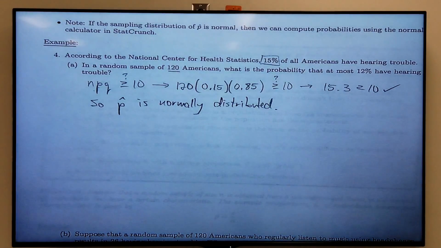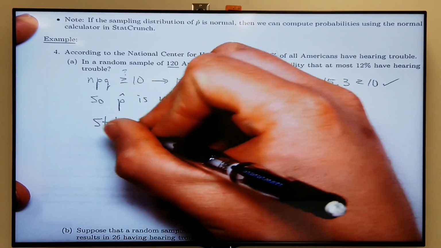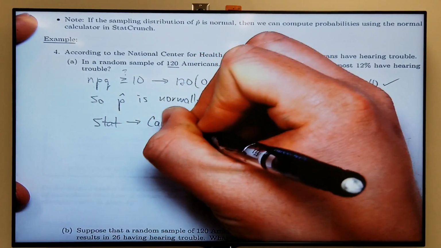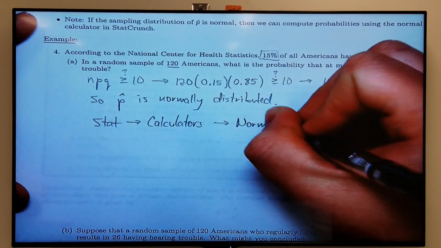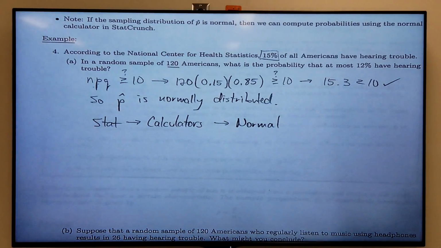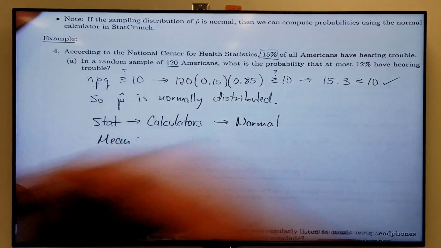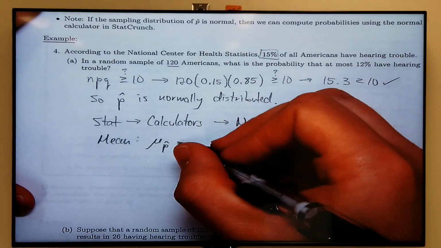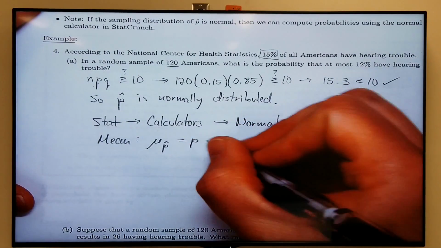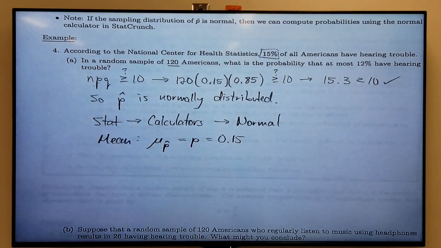That tells us that we can use the normal calculator in StatCrunch to compute this probability that we're being asked for, right? So we're going to go to Stat, Calculators, Normal. When we get there, they're going to prompt us to enter something for the mean. We should enter mu sub p hat for the mean. Mu sub p hat happens to be the same thing as the population proportion p, which we've already said was 0.15, right?